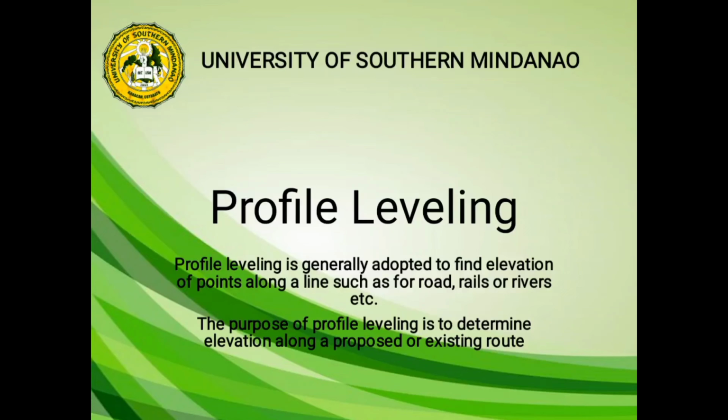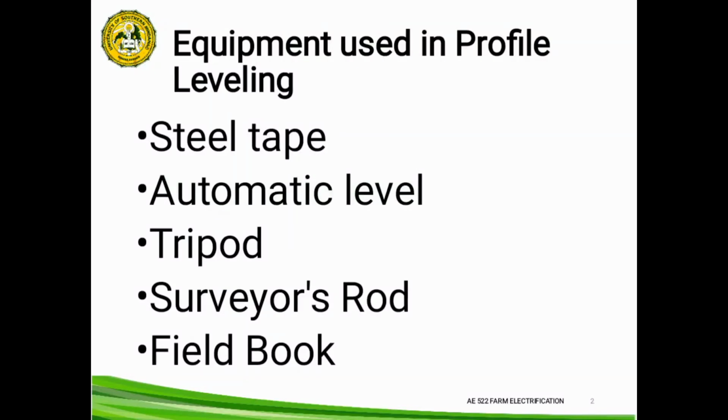Profile leveling is generally adapted to find elevation of points along a line such as for road, rails, or river, etc. The purpose of profile leveling is to determine elevation along a proposed or existing road. So here are the equipment used in profile leveling. First is steel tape, next is automatic level, third is tripod, surveyor's rod, and last field book.